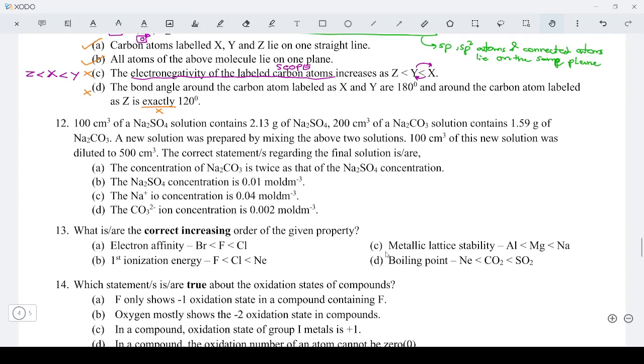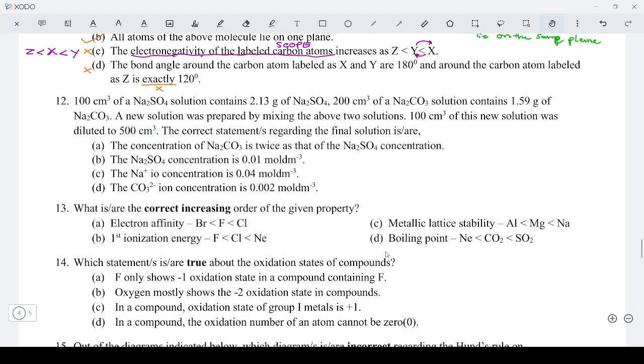Right. Now we go to the 12th one. So 10 cubic centimeters of sodium sulfate solution is a chemical calculation question, and 2.13 grams of sodium contains 2.13 grams of sodium sulfate. Okay, so a mass is given and a volume is given regarding the sodium sulfate solution. So let's build a small diagram for that now. It will be helpful for us later.